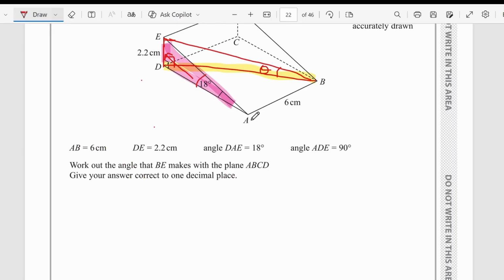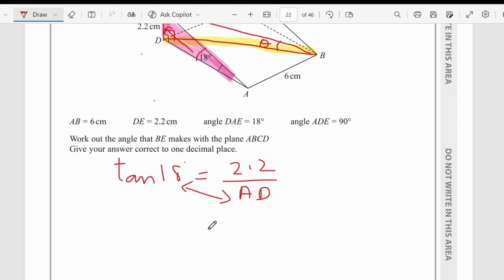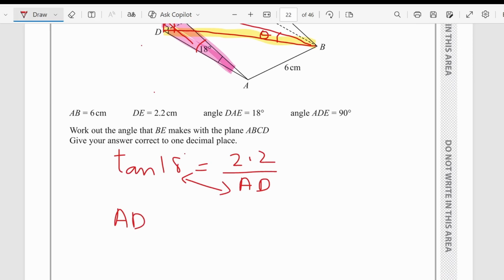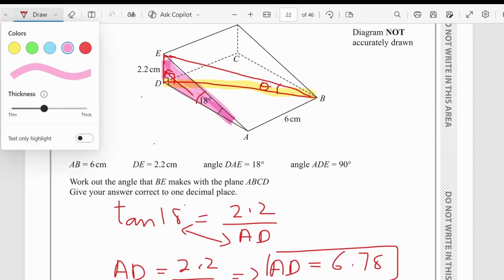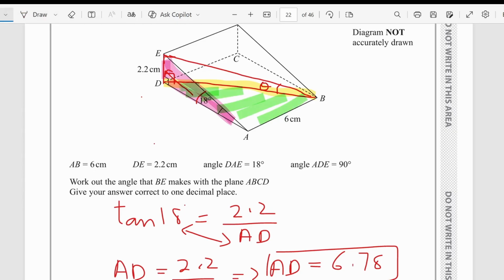To find side AD we are going to take the right angle triangle ADE, and we are going to use tan 18 equals opposite divided by adjacent. So tan 18 would be, opposite is 2.2 and adjacent is AD. We will cross multiply, AD will be on the other side, and tan 18 will divide 2.2. So 2.2 over tan 18, our answer for AD would be 6.78.